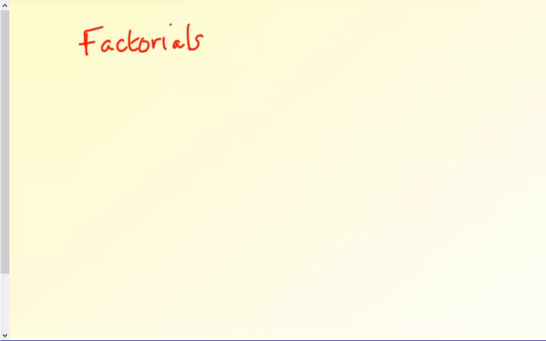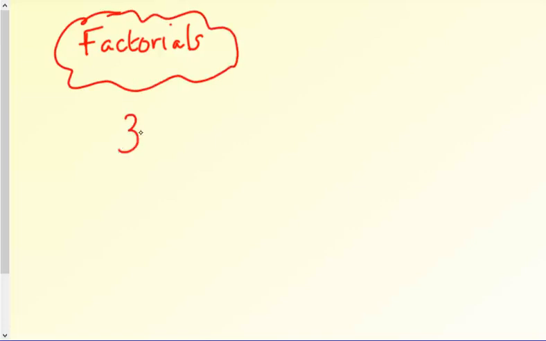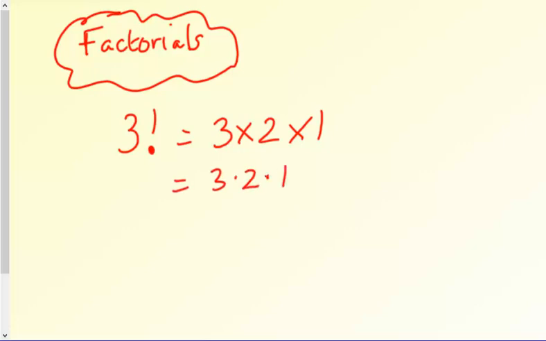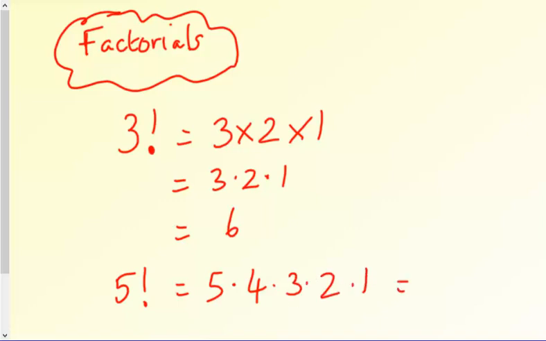Now before we do that we need to backtrack a little bit and remind ourselves about factorials. So 3 factorial, you might remember, is 3 times by 2 times by 1, which you could write as 3.2.1 as a product, which you could work out as 6. 5 factorial is going to be 5 times 4 times 3 times 2 times 1, and if you work that out that gives you an answer of 120.